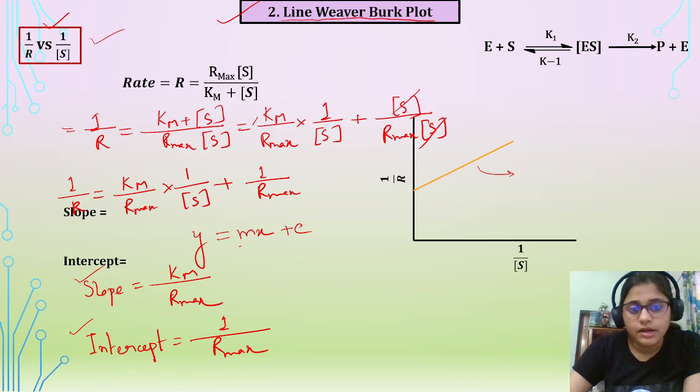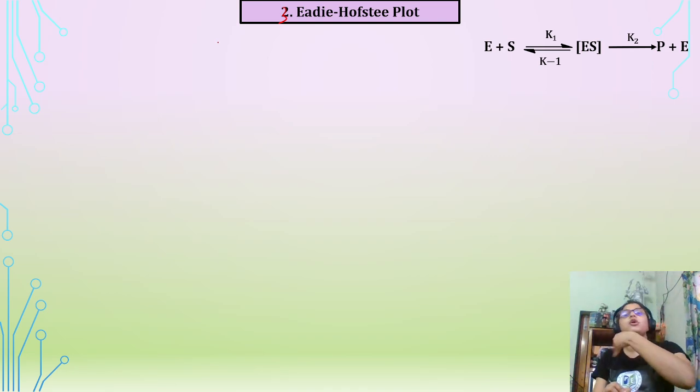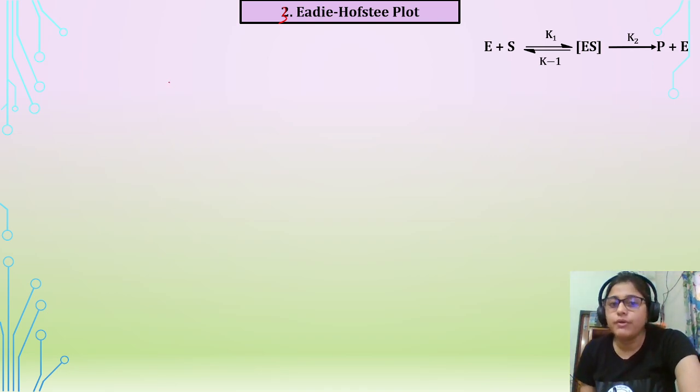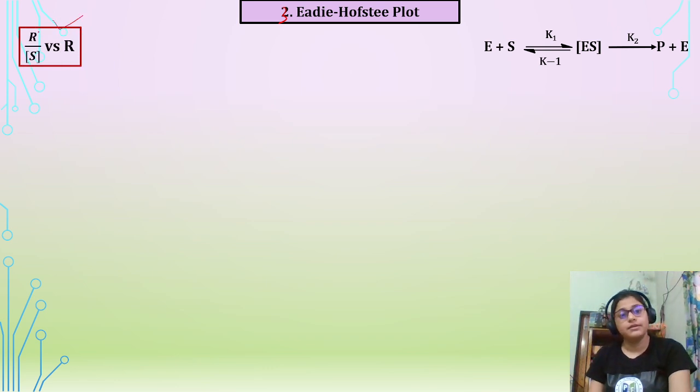Okay. Now the Eadie-Hofstee plot. This is the third, not second. Third plot. Okay, 3 plots are there. You have to again know what versus what. So R by S versus R. Rate by substrate versus R.